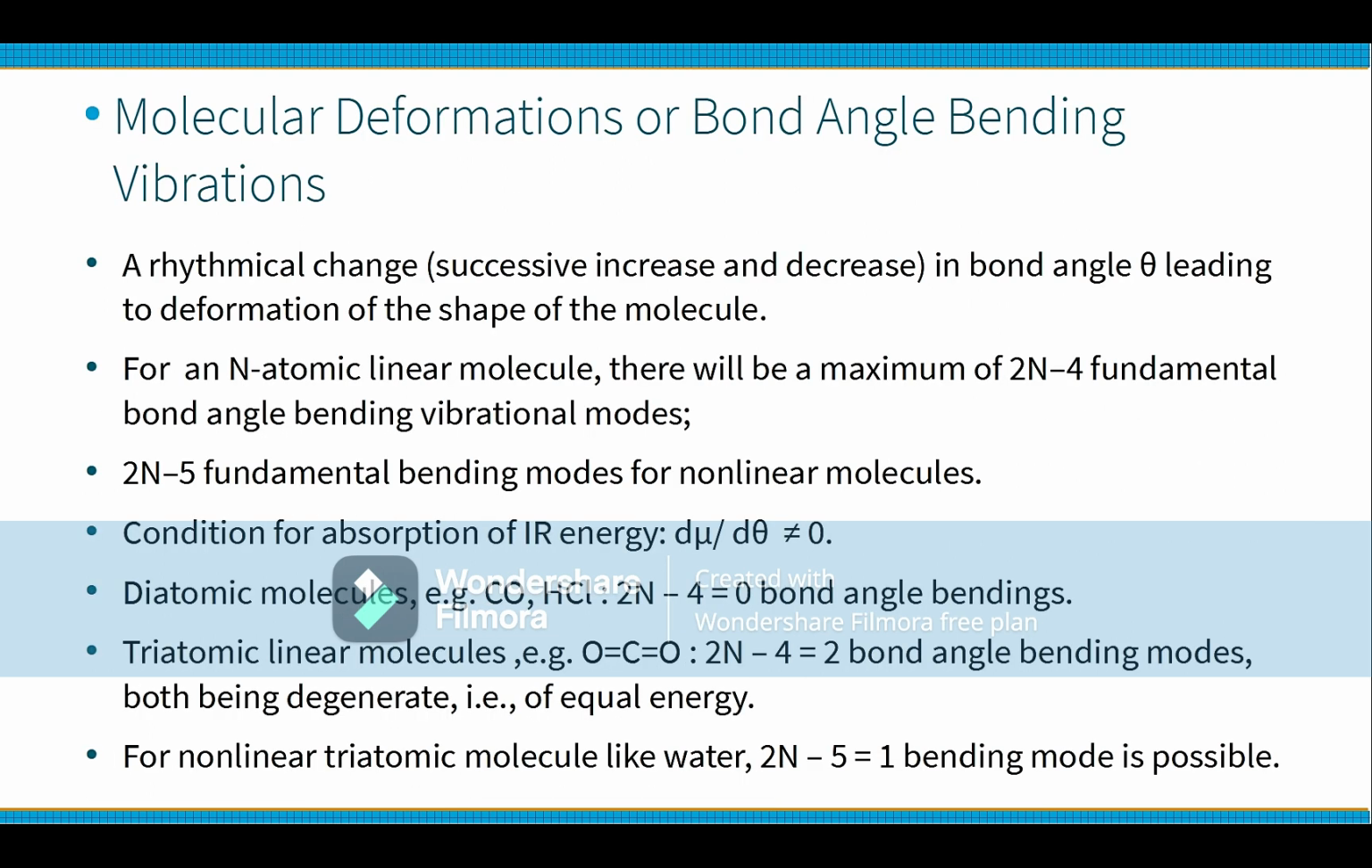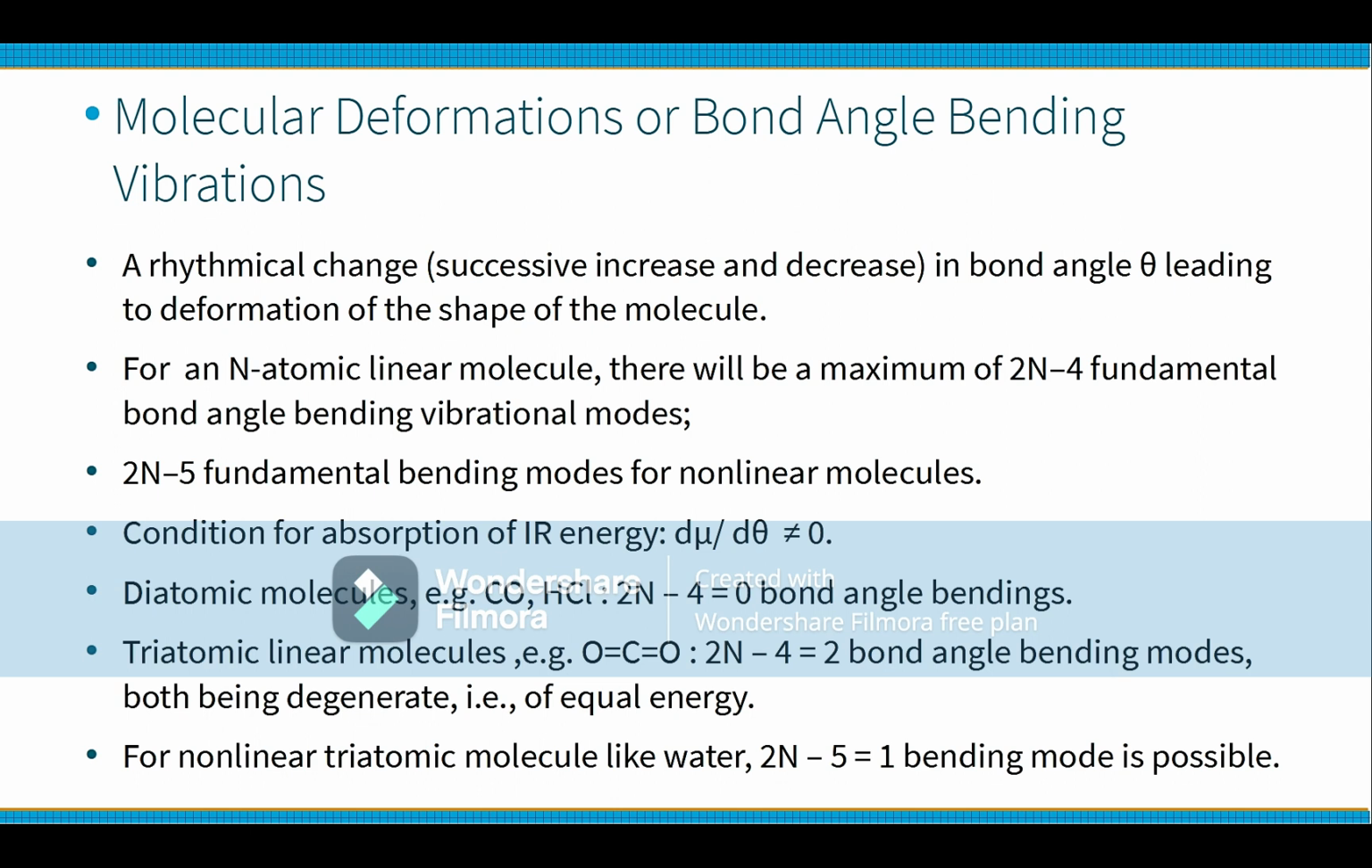Then molecular deformations are bond angle bending vibrations. What is the definition? A rhythmical change, that is, successive increase and decrease in bond angle theta, leading to deformation of the shape of the molecule. Again the formulation: if there are n atoms in the molecule and the shape is linear, there will be a maximum of 2n-4 fundamental bond angle bending vibrational modes.